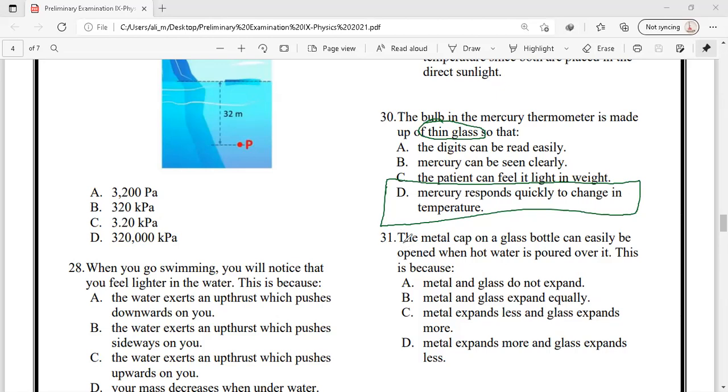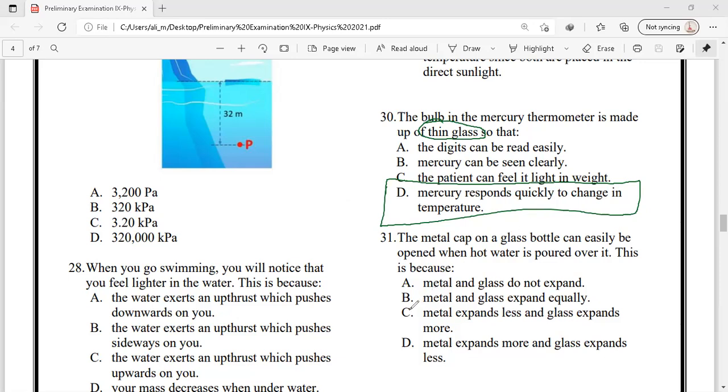Let's see question number 31. The metal cap on a glass bottle can be easily loosened or opened when hot water is poured over it. So अगर हम किसी बॉटल के कैप पर हॉट वाटर पोर करते हैं, सो क्या होगा? That metal is a good thermal conductor. जब उसे हीट मिलेगी, so it will expand more as compared to the glass bottle. मेटल होने की वजह से वो ज़्यादा एक्सपेंड होगा, और एक्सपेंशन की वजह से that cap can be loosened easily with the help of thermal expansion.